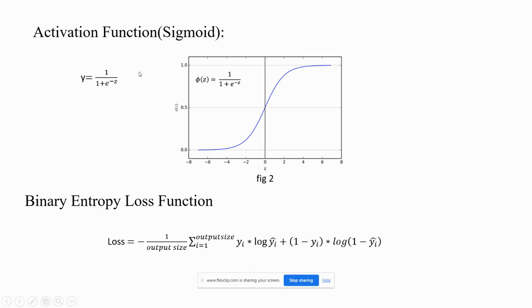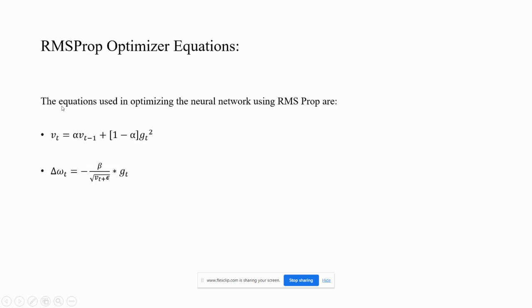And here this is the activation function used. Here we use the sigmoid activation function. The equation of the sigmoid function is 1 by 1 plus e power minus z. When the sigmoid activation function is used to predict either 0 or 1, that is true or false type of questions, classification problems, the binary cross entropy loss function is the error function which is used. And these are the equations which we use in the RMS prop optimizer to update the weights.